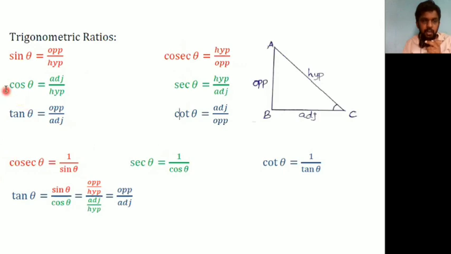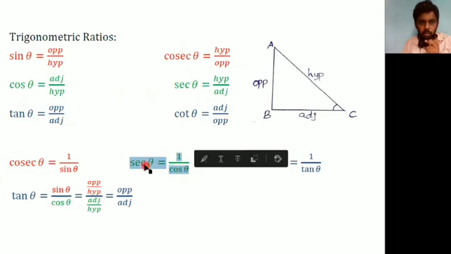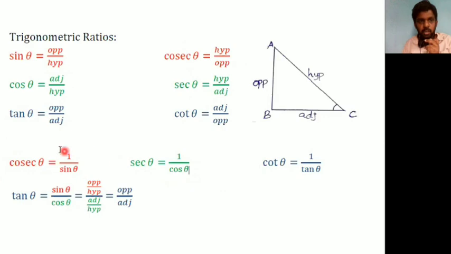Similarly, cos theta is equal to adjacent by hypotenuse, whereas secant theta is given by hypotenuse by adjacent. So both are reciprocals of each other. So secant theta is equal to 1 by cos theta, or cos theta is equal to 1 by secant theta, both are the same. And tan theta is equal to opposite by adjacent, and cot theta is equal to adjacent divided by opposite. Again, you can see the relation between tan and cot. So cot theta is equal to 1 by tan theta, or tan theta is equal to 1 by cot theta.